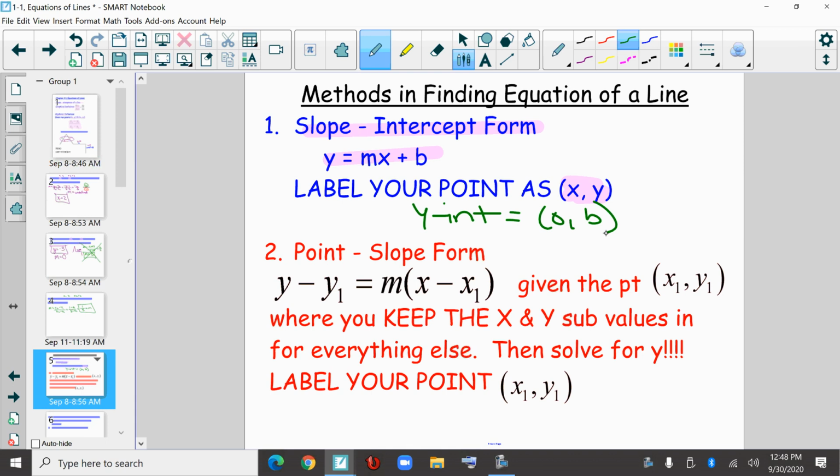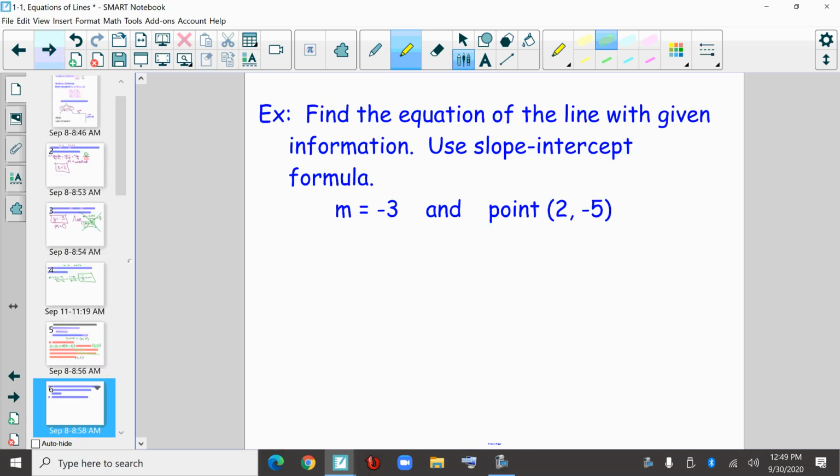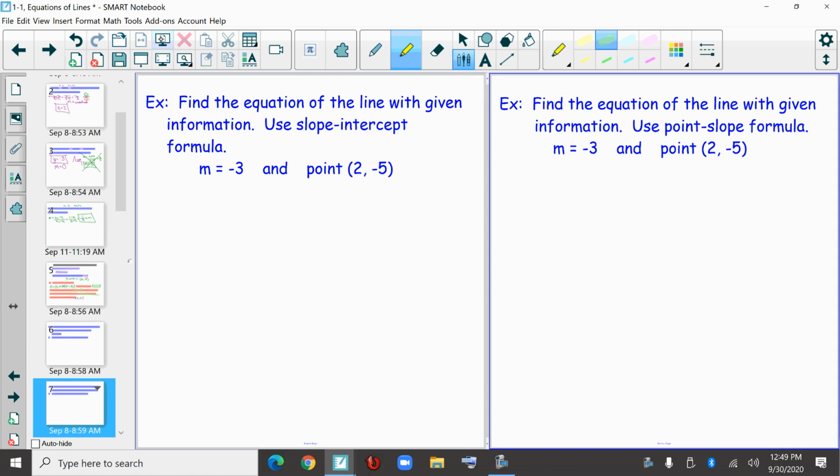Point slope form is going to be the other formula that you can use, and that's y minus y1 equals m times x minus x1. When you utilize this, you always will use the point x1, y1. You will keep the first x and the first y, and everything else is subbed in, and then you will solve for y, and you will get your answer. Now, we're going to do this problem right here using both methods. Okay, we're going to do both of them.